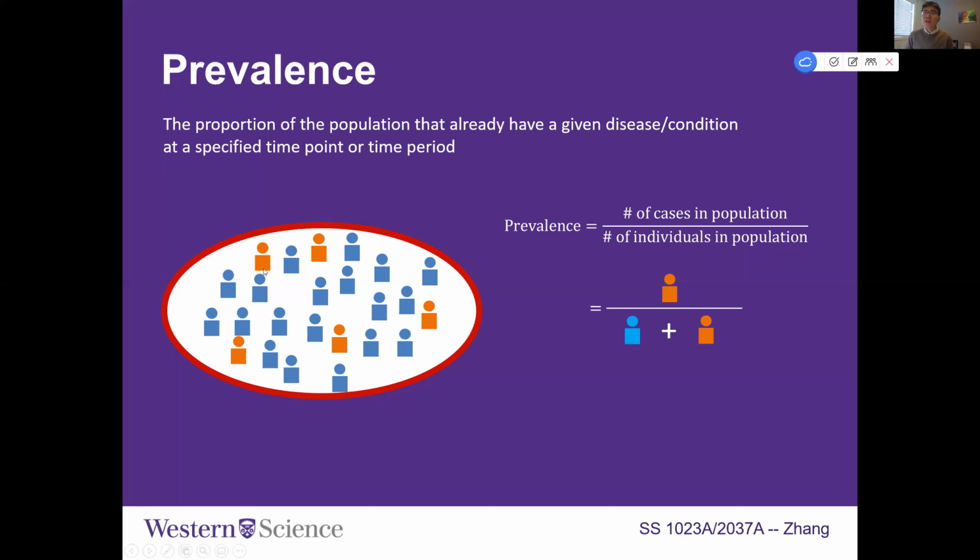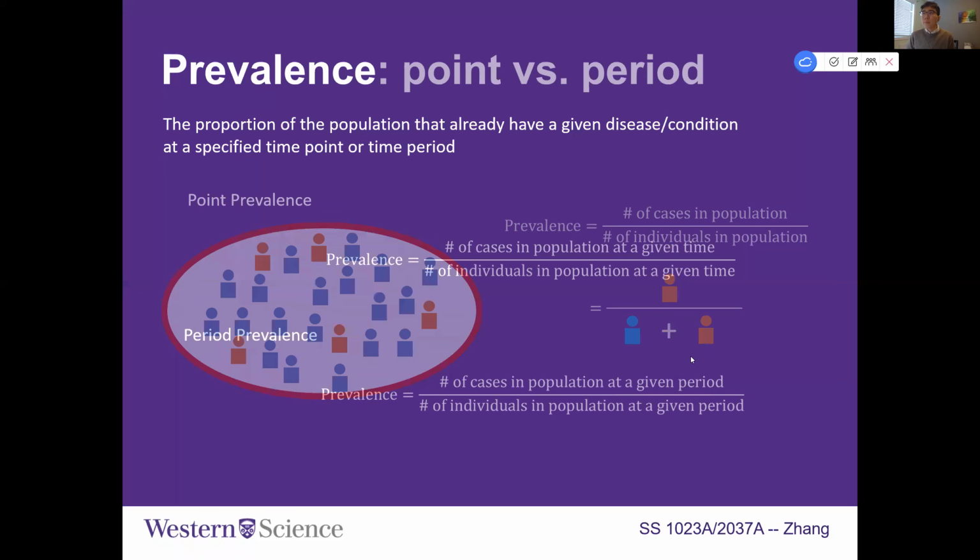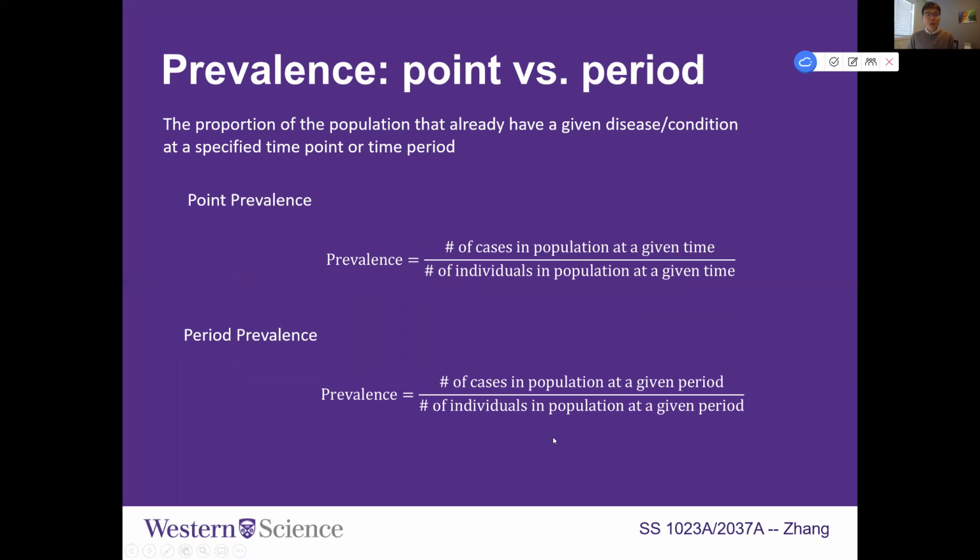Basically, if you imagine this orange individual as the infected person and the blue individual as the healthy person, our prevalence is given by the count of infected individuals divided by the entire population, which contains both the healthy individuals as well as the infected individuals. But as you can imagine, for the prevalence it's important to talk about at what specific point we are looking, because our epidemic or pandemic situation is changing very rapidly. So it's important to distinguish two different kinds of prevalence: the point prevalence and the period prevalence.